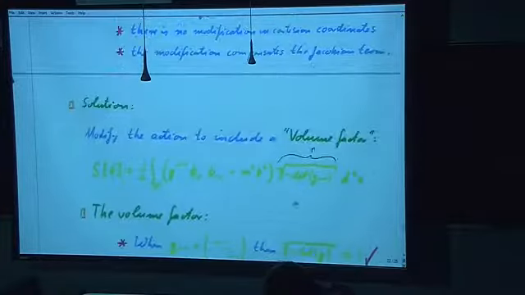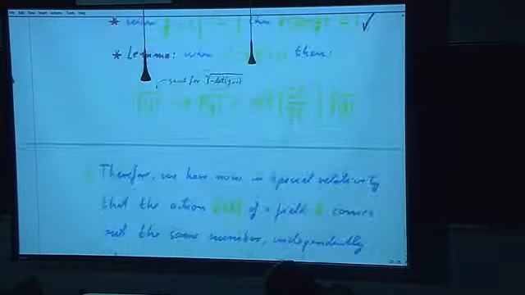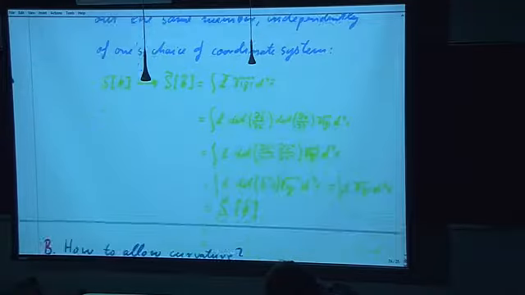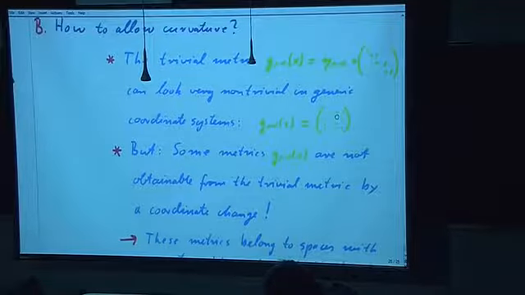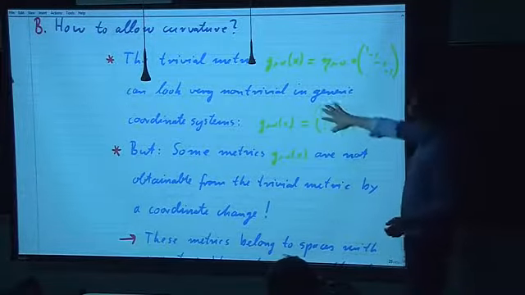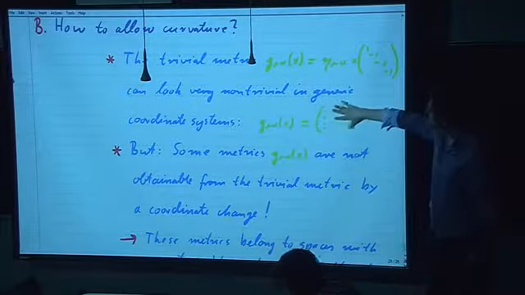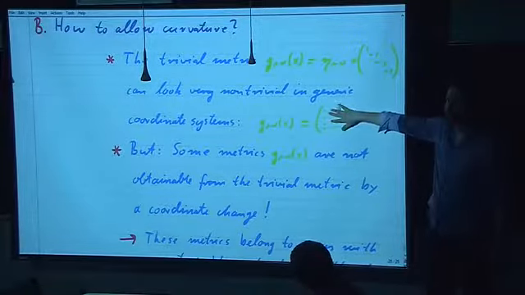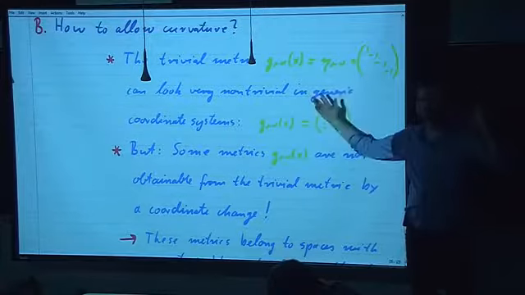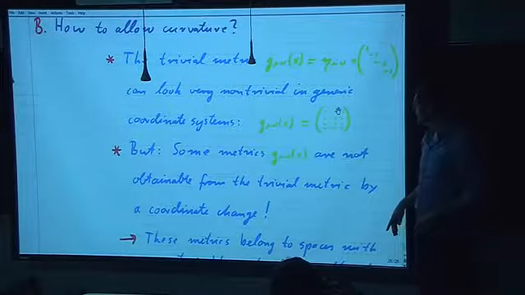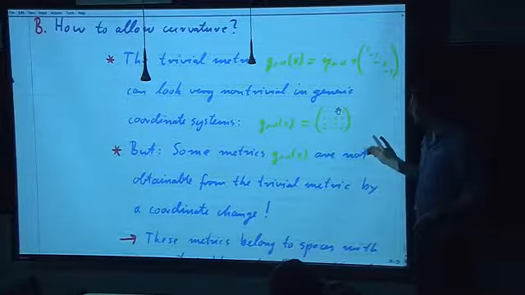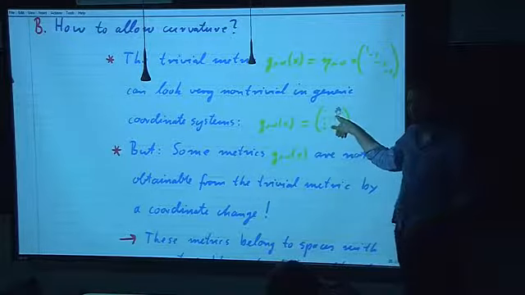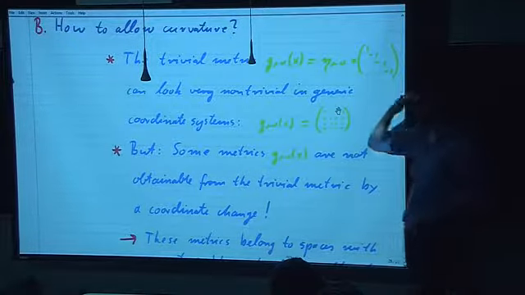But the matrices can be complicated. The change of coordinates could be very complicated. So what we get is all sorts of very complicated matrices G mu nu of x. If we look at all possible weird coordinate systems, do we get all possible G mu nu of x's? We don't.